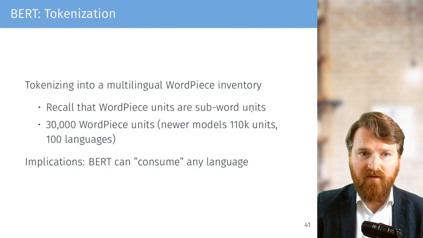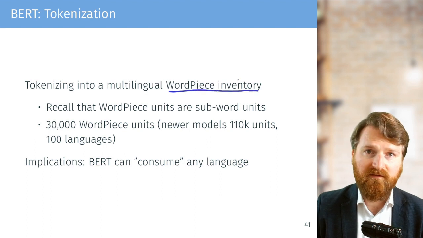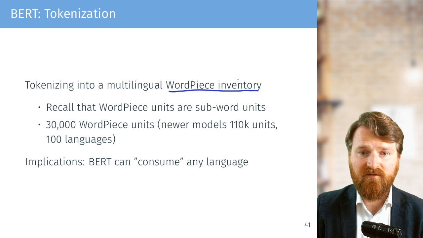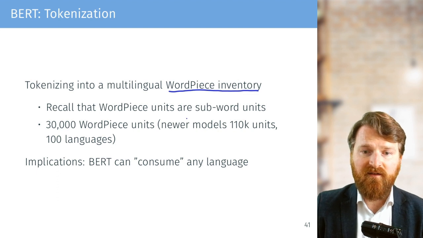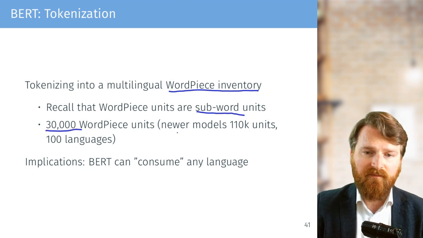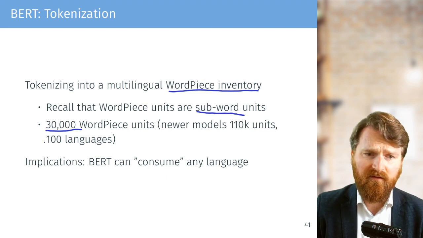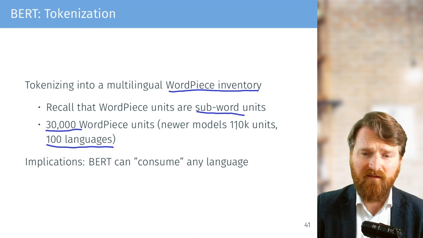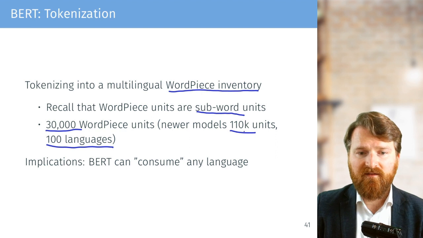So the first design choice in BERT is the tokenization. And we're tokenizing for a good reason. We're tokenizing into multilingual word pieces. So this is what we already saw, which comes from machine translation. So we have a word piece inventory, and these are subword units. BERT is using 30,000 word piece units in the original BERT, but there are some newer models that are actually trained on 100 languages, and the word piece inventory is much larger, so over 100,000 units.